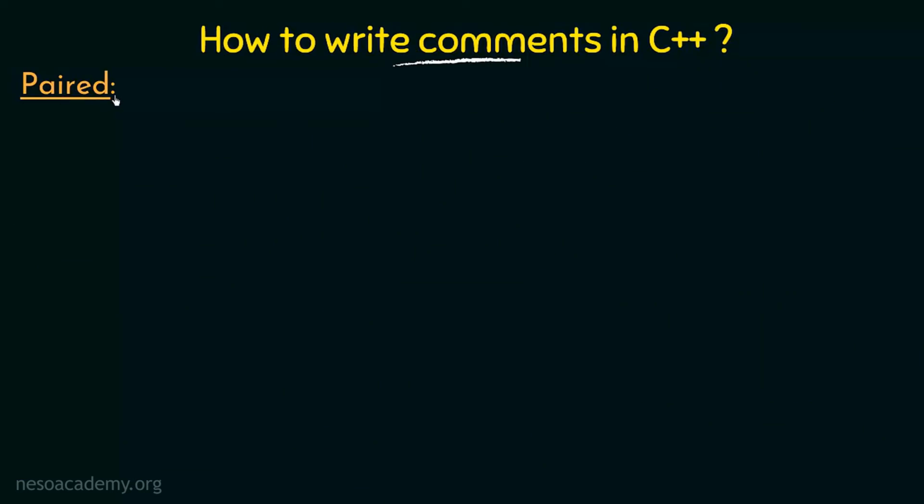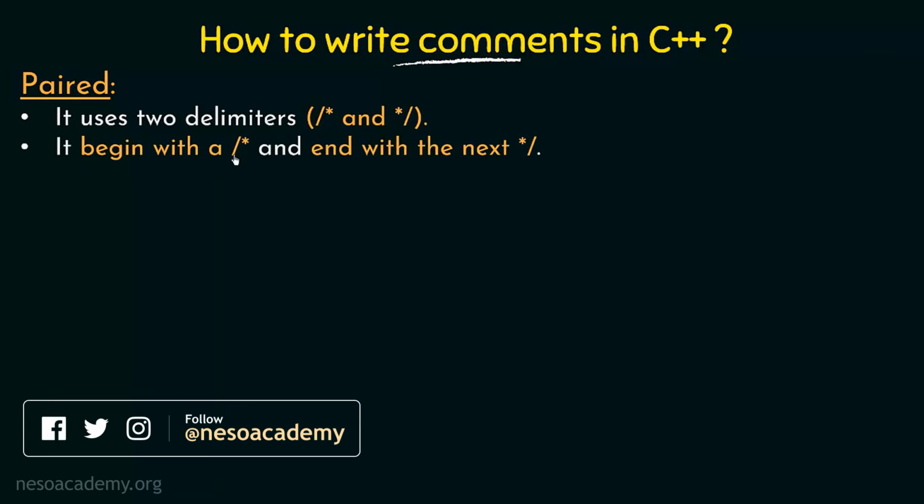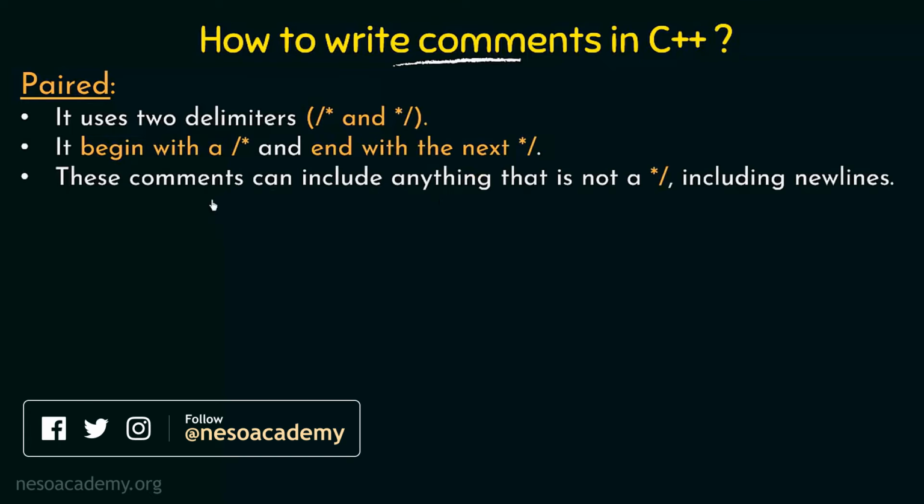The next one is paired comments. In paired comments, it uses two delimiters, which are slash asterisk and asterisk slash. So these are the two delimiters that I use, and let's see how to use them. It begins with slash asterisk and it ends with asterisk slash, and everything written between these will be commented out. These comments can include anything that is not an asterisk slash, including new lines.